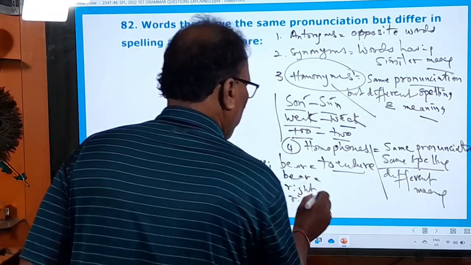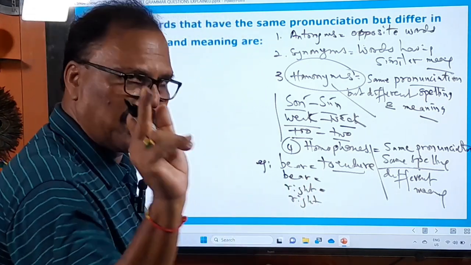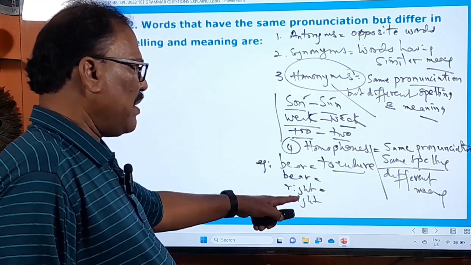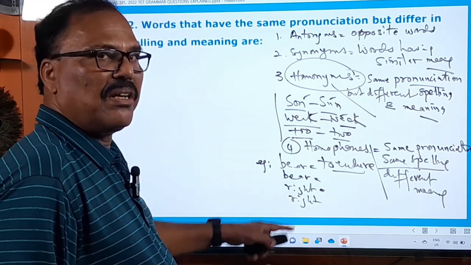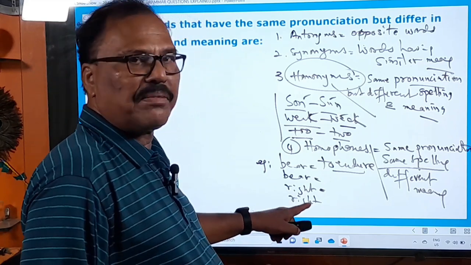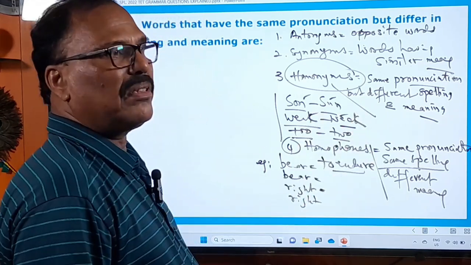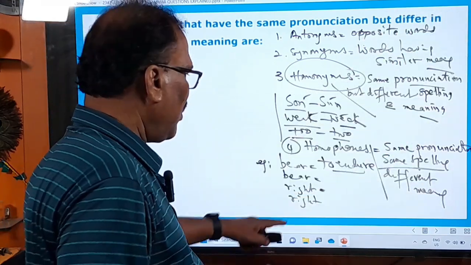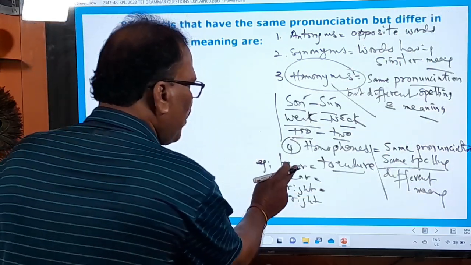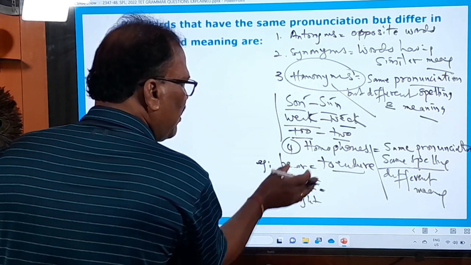One more example: right. Right means you are right, you are correct. Right also means the right side. The house is on the right side. So in this way, same pronunciation, same spelling, but different meaning, they are called homophones.